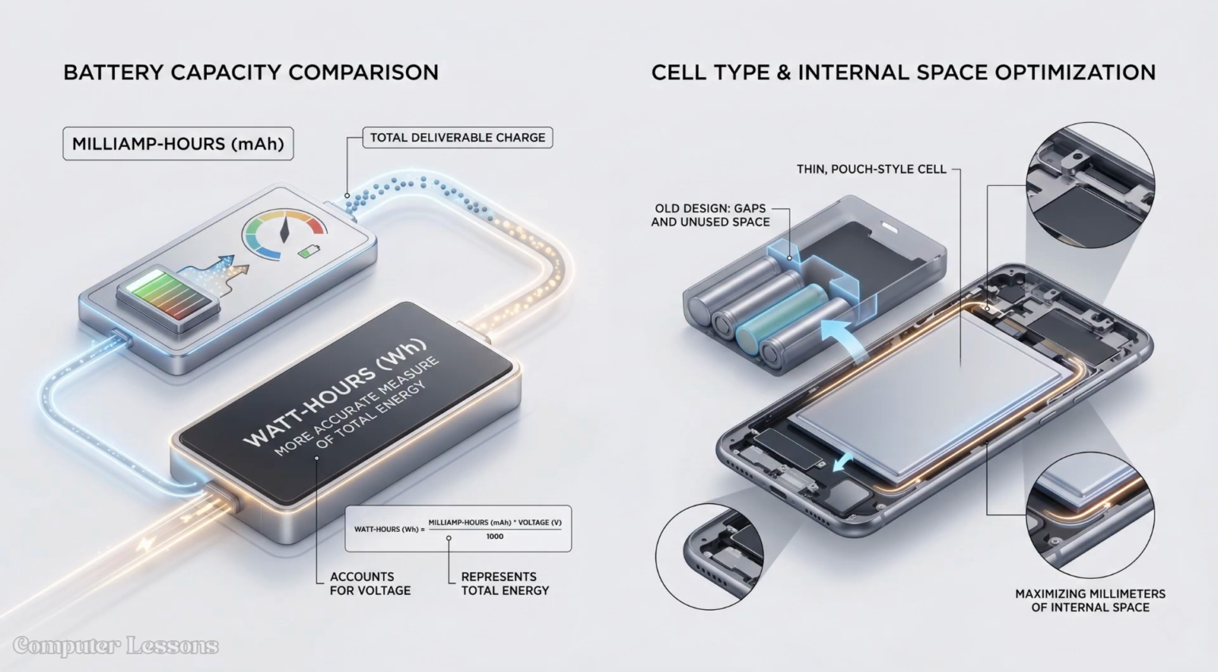Battery capacity is measured in milliamp hours, representing the total amount of charge the cell can deliver. However, watt-hours is a more accurate measure of total energy, as it accounts for the voltage of the system. Manufacturers often use thin, pouch-style cells to maximize every millimeter of space inside a chassis.